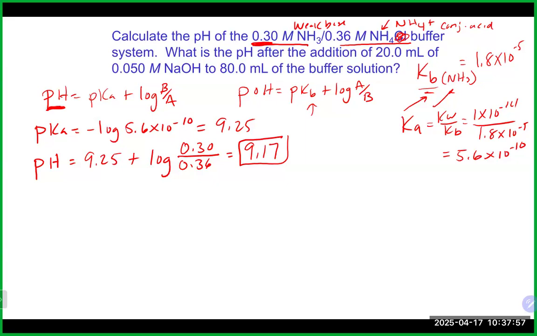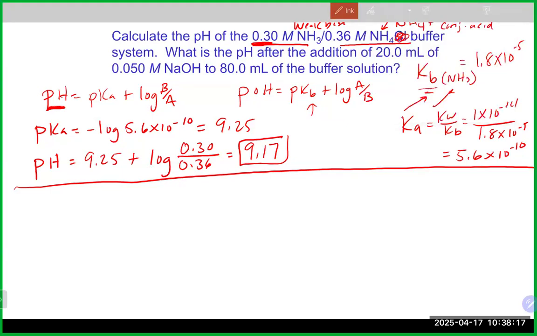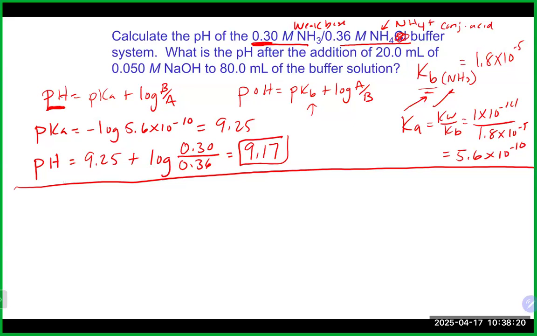All right, so now that I have my initial pH of my buffer, the next part of the question is we're going to take this buffer and add some sodium hydroxide to it. So we are going to get a reaction between our buffer and the sodium hydroxide. Because sodium hydroxide is a base, we would anticipate that it will react with the acid part of the buffer, and in this case, that is our ammonium chloride.